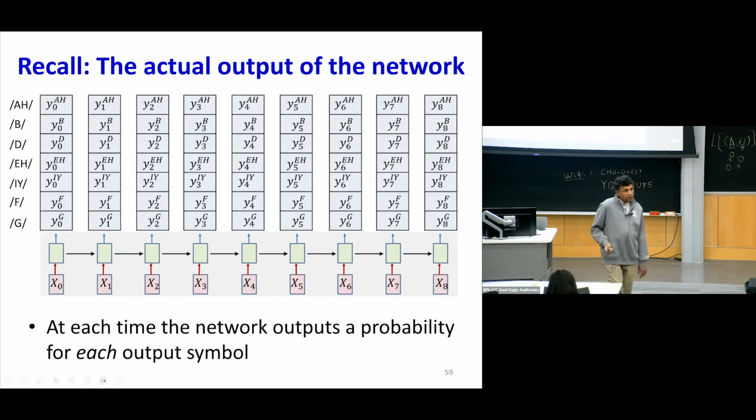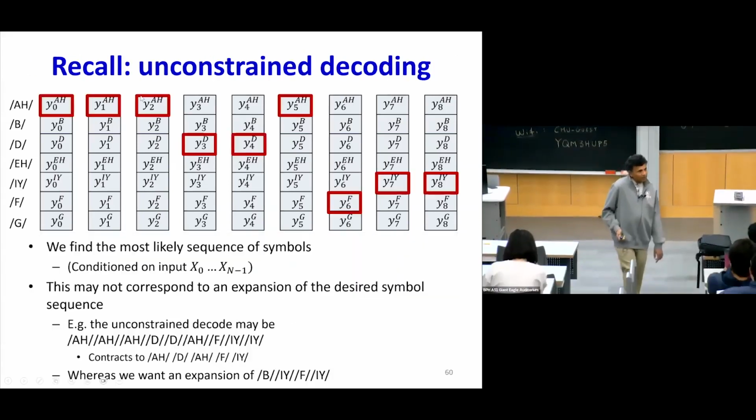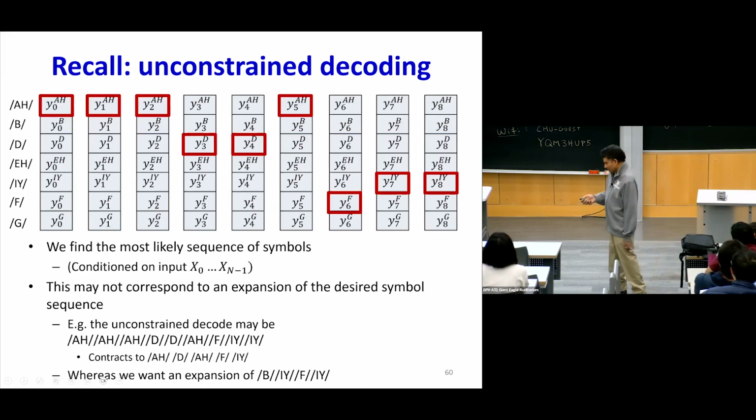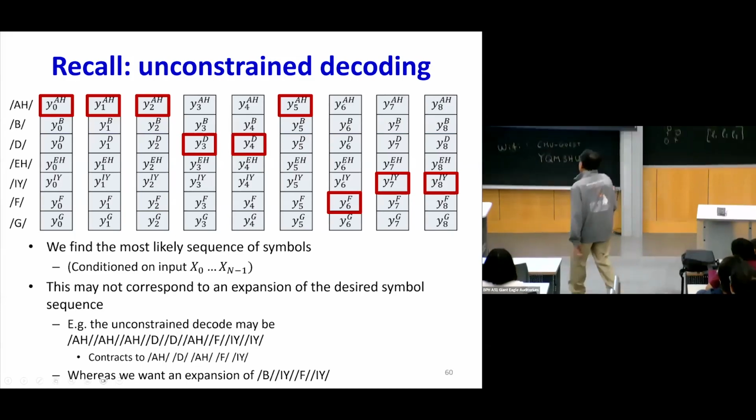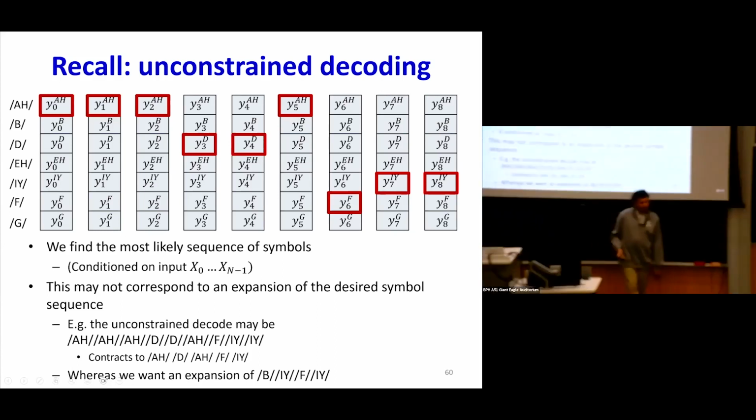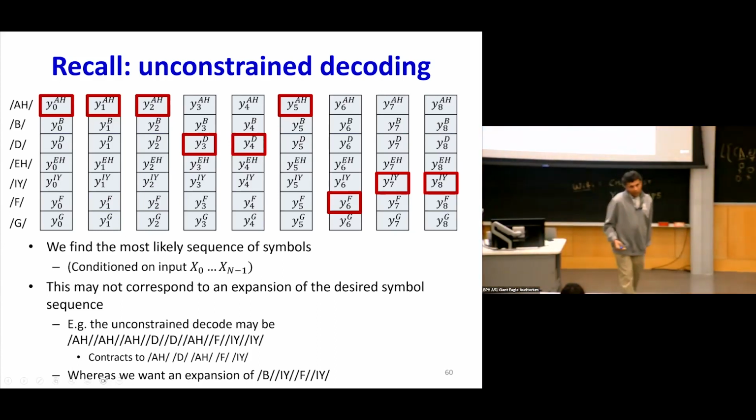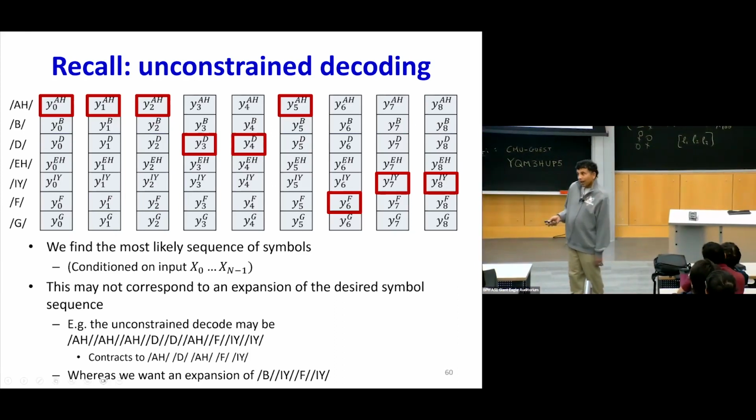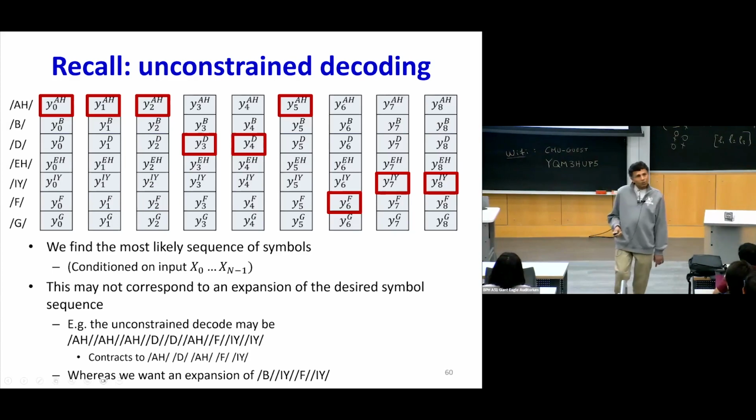Now, one simple thing I could do is to just pick the most likely symbol at each time. Will this necessarily give me an alignment of the symbol sequence I'm looking for? No, why not? It may predict things that are not part of it. You want an expansion of beefy, and this is going to be something completely unrelated. Especially early in training, the model is going to be garbage. It's going to give you all kinds of random symbols at each time. You can't just go ahead and pick the most likely symbol at each time.